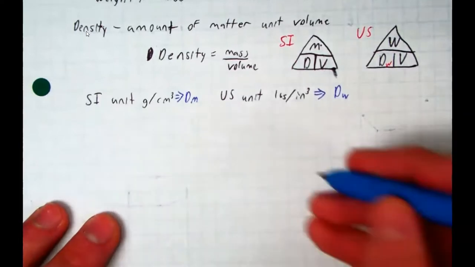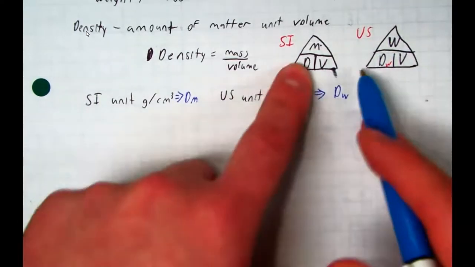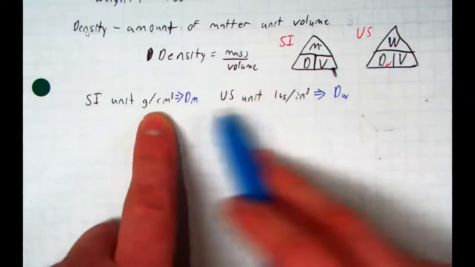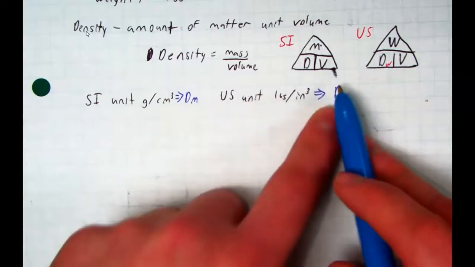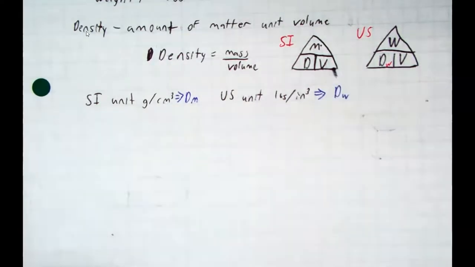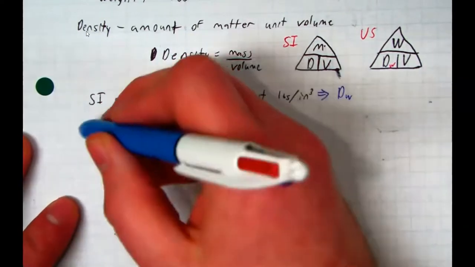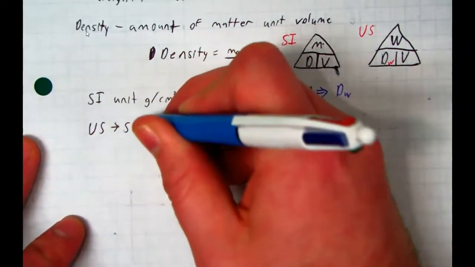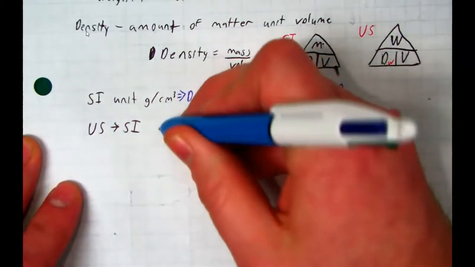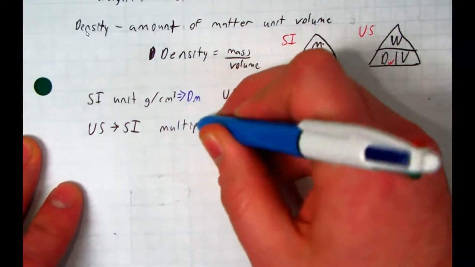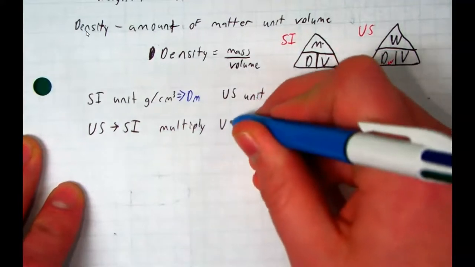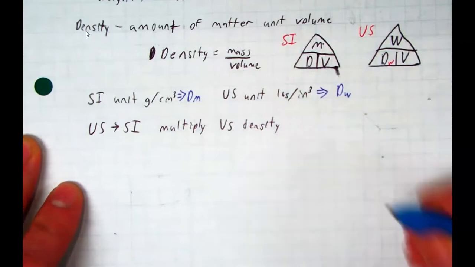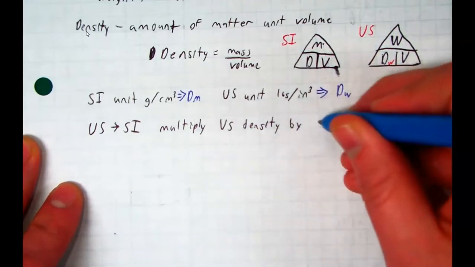So, to convert these, as you can imagine, it's going to be a little complicated to go from grams per centimeters cubed to pounds per inches cubed. You got to convert grams to pounds, and then you got to convert centimeters to inches. There's a whole bunch of conversion. You do all that dimensional analysis stuff. Let me just give you the conversion rate. To convert from US to SI, all you do is you multiply your U.S. density, so pounds per inches cubed, by 27.7.